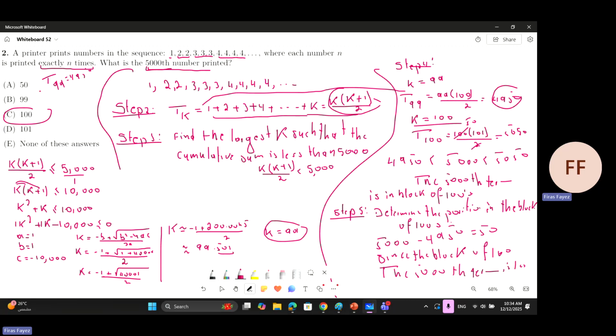So which block is it? It is the block of 100. Why? Since each number n appears n times, the block of 100 has 100 occurrences of 100. So the position of the term in the block of hundreds is what? This is 5,000 minus 4,950 equal to what? Equal to 50.